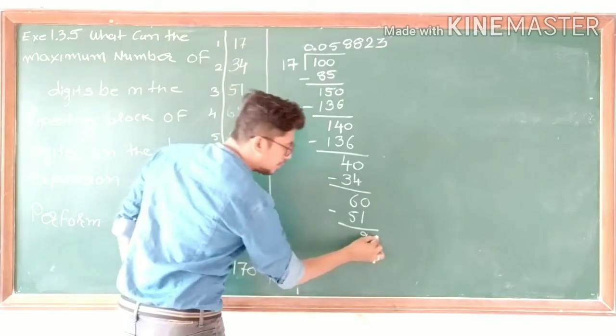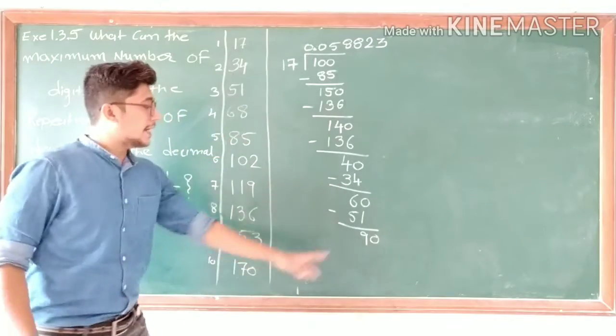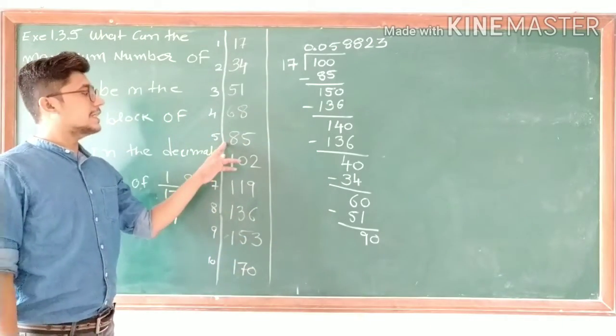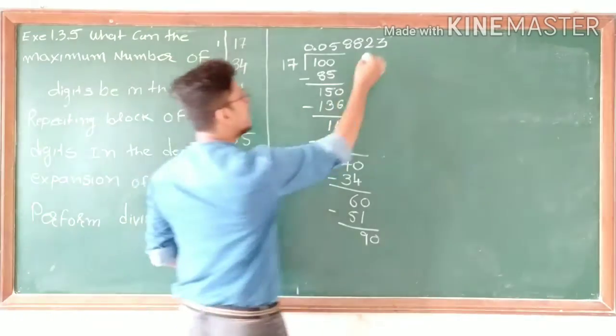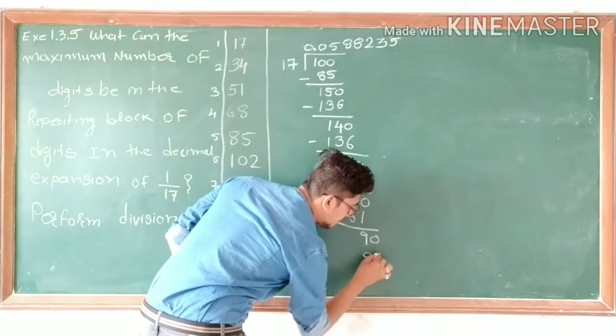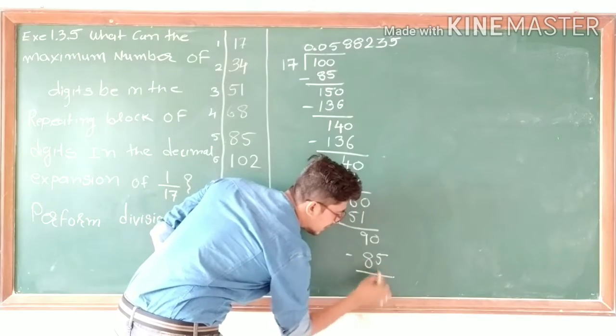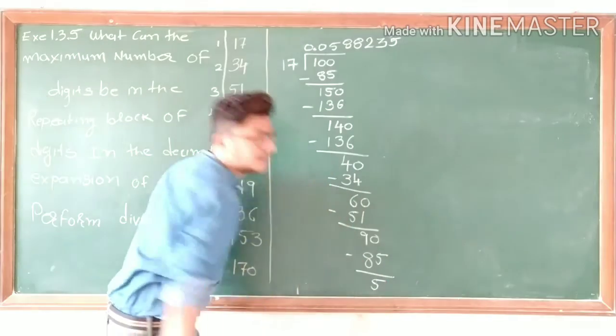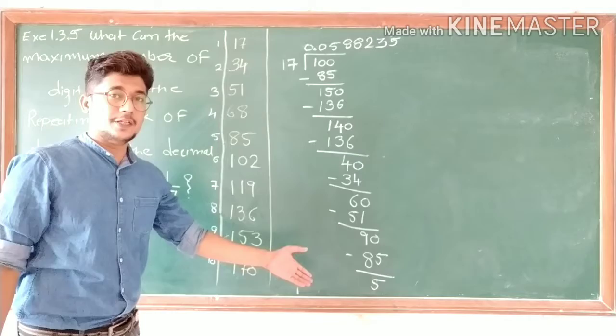What we have to do? We have to put 0. 90. Closest value to 90 is 85. 17 5s are 85. 90 minus 85 is 5, and the division keeps on continuing.